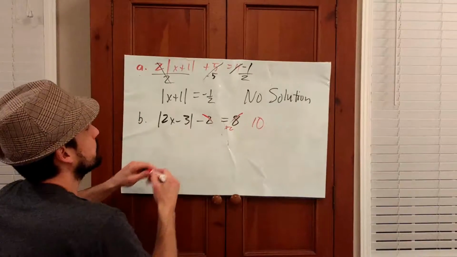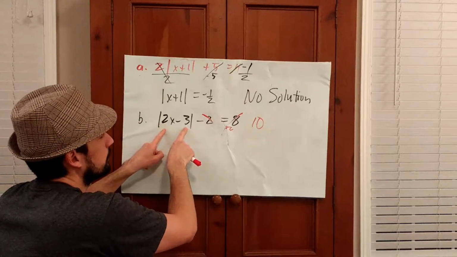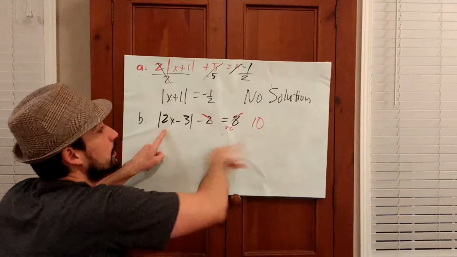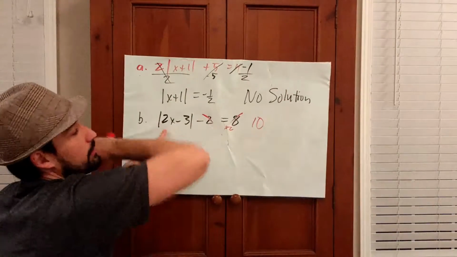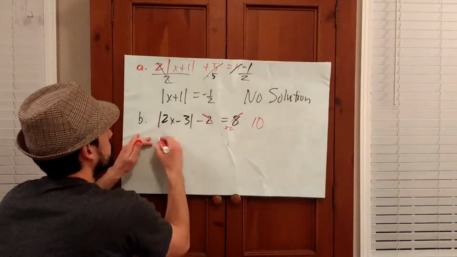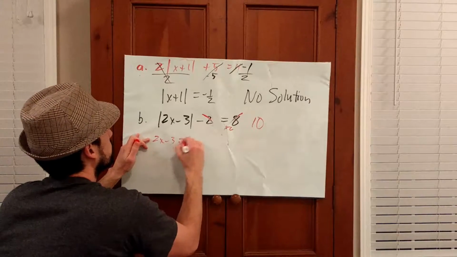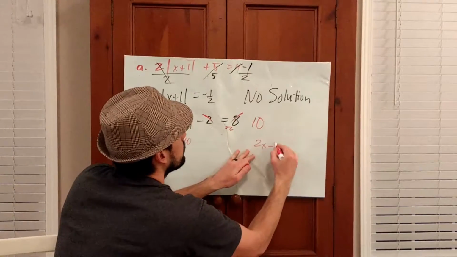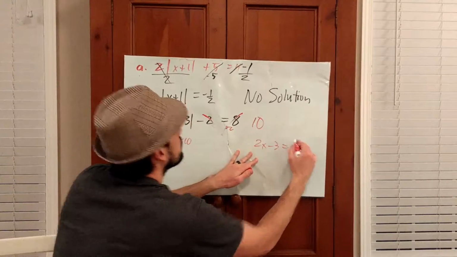So what I'm looking at now is that 2x minus 3 is 10 units from 0. 10 over here on the right or 10 on the left. So how do we deal with that? We set up two equations. 2x minus 3 equals 10, or 2x minus 3 can equal negative 10.